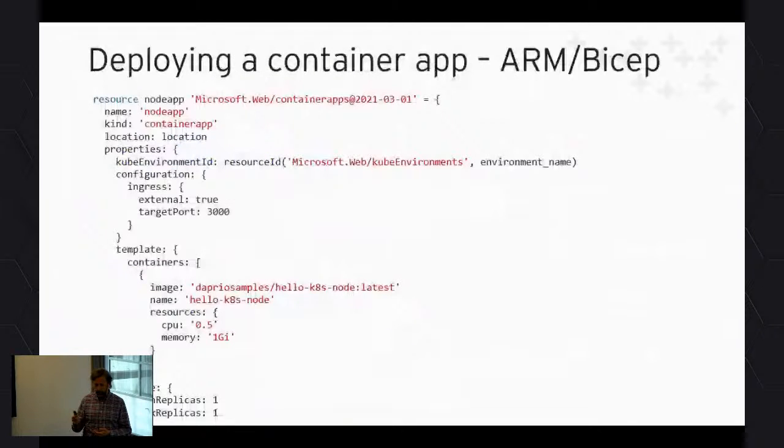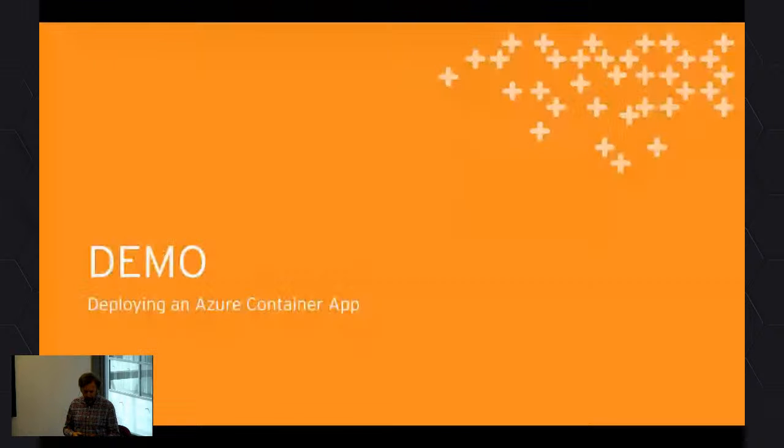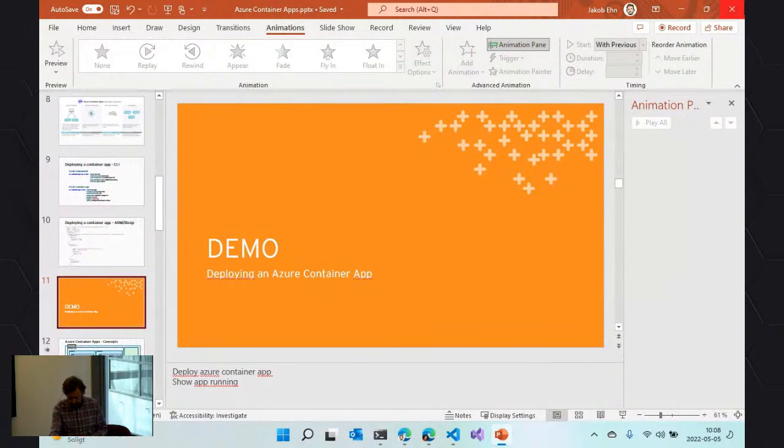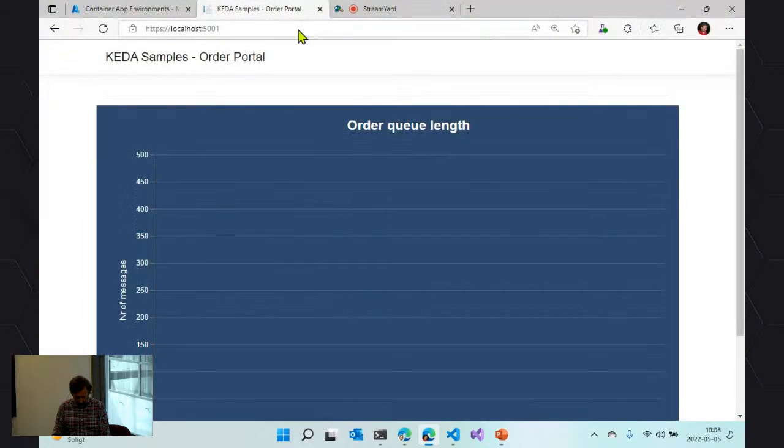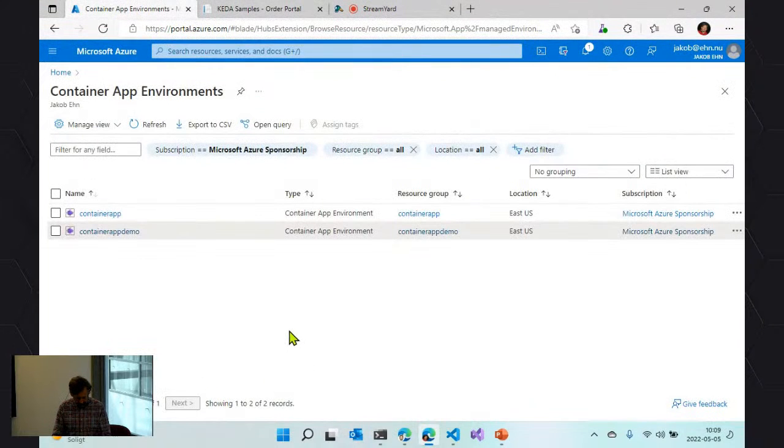So this is a CLI. You can also use ARM or Bicep to do the same thing. So multiple ways of deploying it. And just for a break, I'll show you how to actually create one of these things. Let's first head over to the portal.